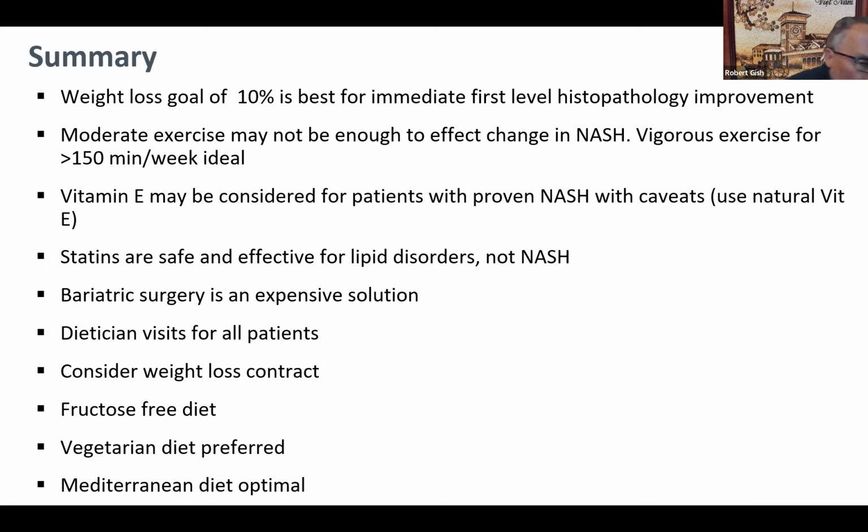Bariatric surgery, $20,000. We refer to a dietitian for all patients, weight loss contract. We have one that we use that I can send to you or is available on my website. I love these contractual ways to deal with patients.